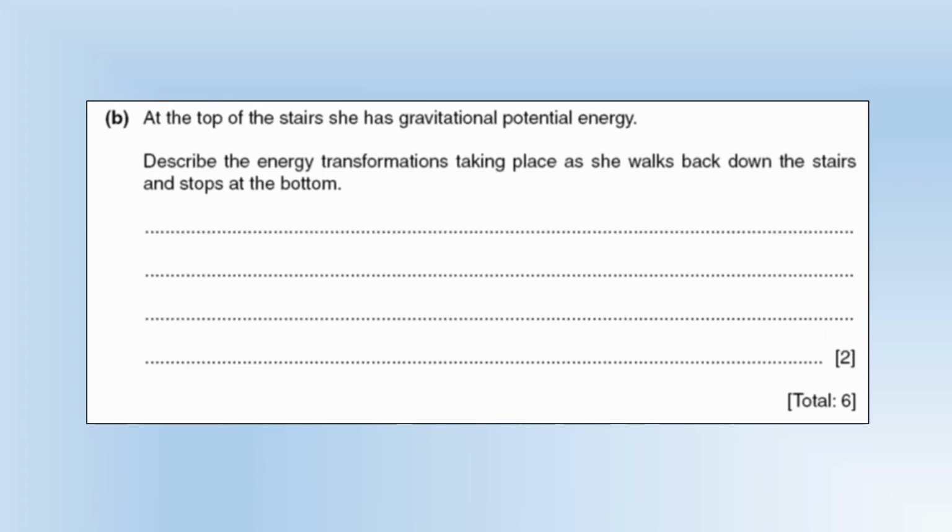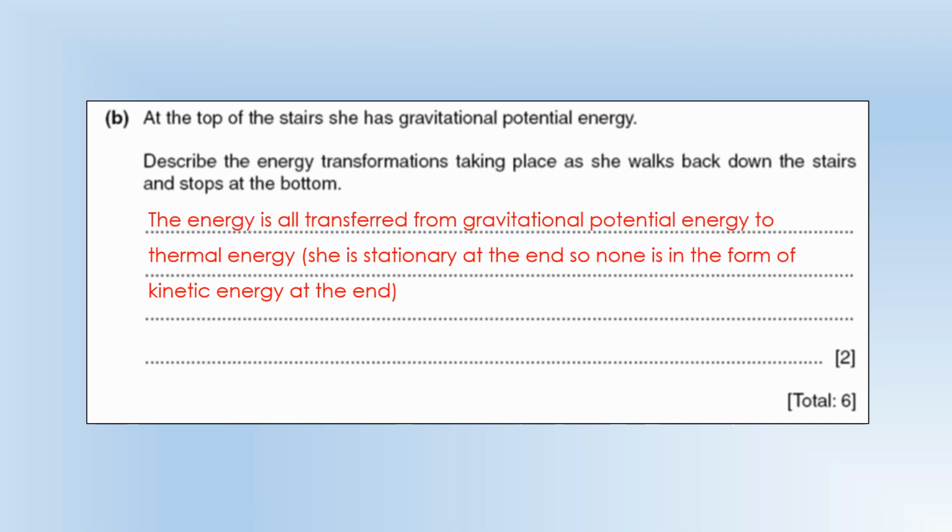At the top of the stairs, she has gravitational potential energy. Describe the energy transformations taking place as she walks back down the stairs and stops at the bottom. So the energy is all going to turn from gravitational potential energy to thermal energy. The trap here is that some people are going to say it's kinetic energy, but remember she is stopped at the bottom, which means she has no kinetic energy. So all of it at the end actually must have been transferred to thermal energy and sent into the surroundings most likely.